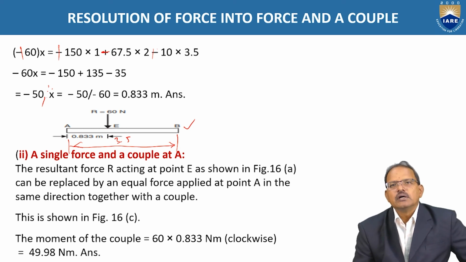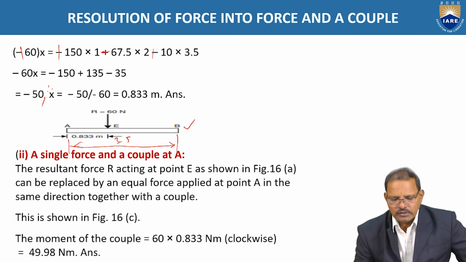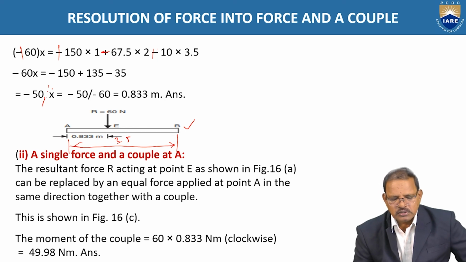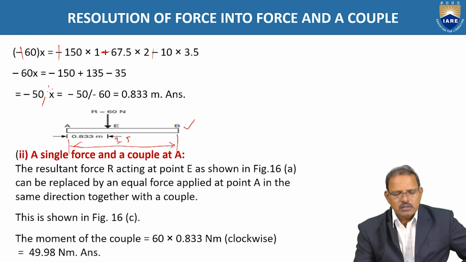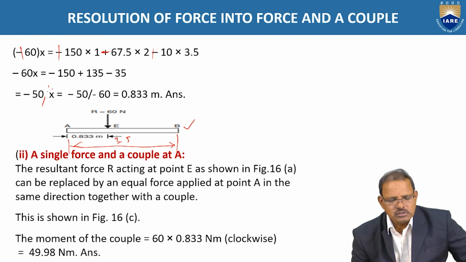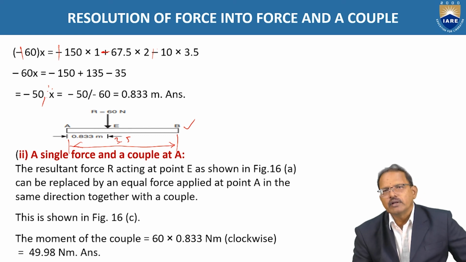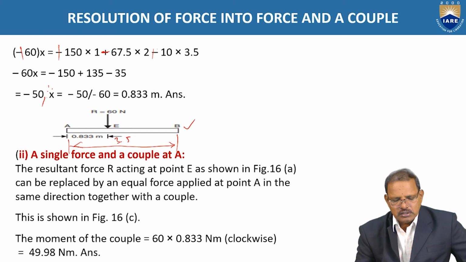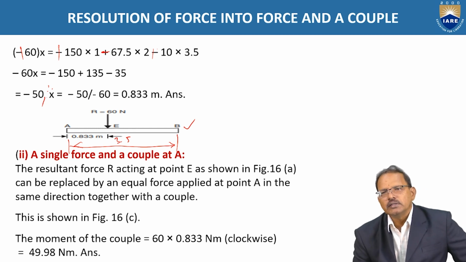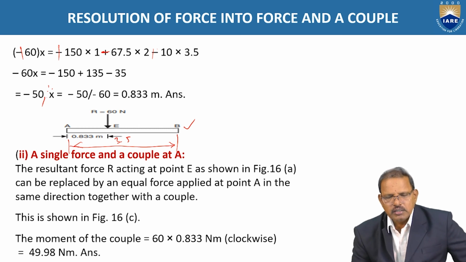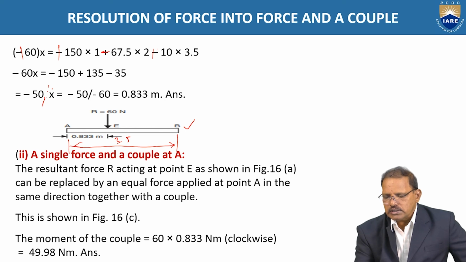The resultant force R acting at a point E, as shown in the figure, can be replaced by an equal force applied at A in the same direction, together with a couple. Because we have to shift that force of 60 newtons to position A, we require a single force and a couple at A. The moment of the couple is equal to 60 into 0.833, which is equal to 49.98 newton meter.